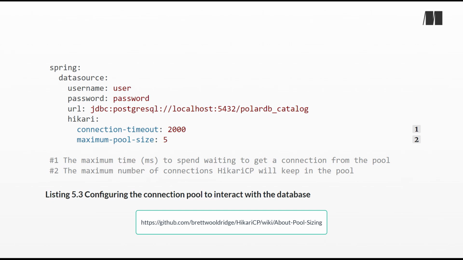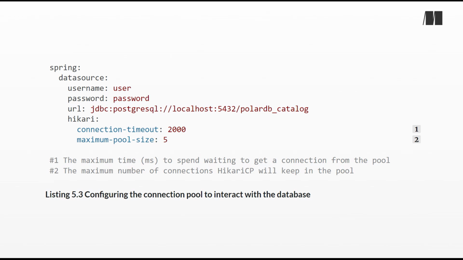You want to configure at least a connection timeout, spring.datasource.hikari.connection-timeout, and a maximum number of connections in the pool, spring.datasource.hikari.maximum-pool-size, because these both affect application resilience and performance. As you saw for the Tomcat thread pool, multiple factors influence which values you should use. As a starting point, you can refer to the Hikari CP analysis of pool sizing. See this link. Listing 5.3, Configuring the connection pool to interact with the database.